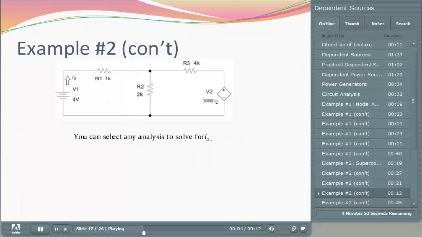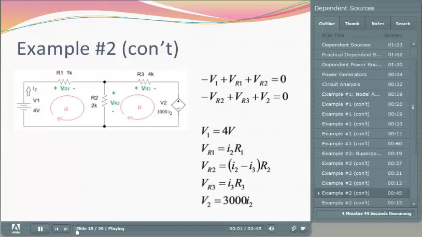You may select whichever analysis tool you feel comfortable with in order to solve for the currents and voltages in this circuit. In this circuit, I've decided to use mesh analysis and have found two meshes and have labeled the currents flowing through the meshes I2 and I3. On the upper right are the two equations we obtain when applying Kirchhoff's voltage law. The equations on the bottom right are the equations we obtain when applying Ohm's law, noting that V1 has a voltage drop of 4 volts across it, and the voltage across V2 is equal to 3,000 times I2.